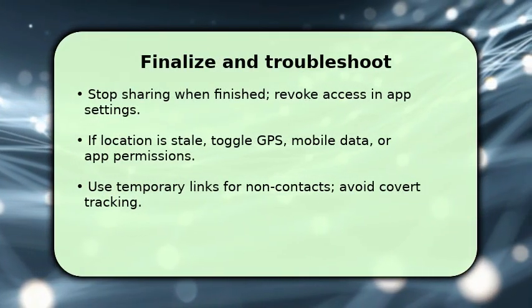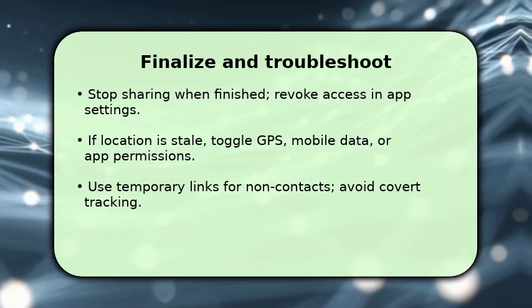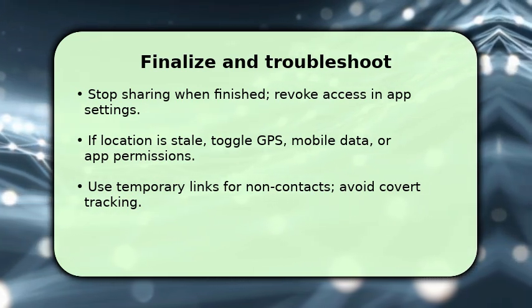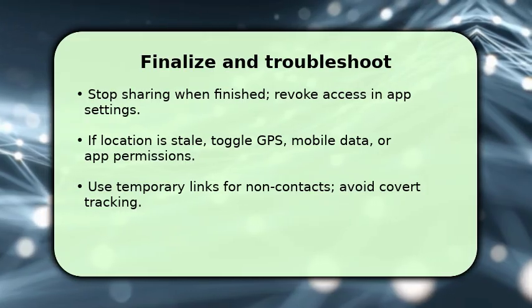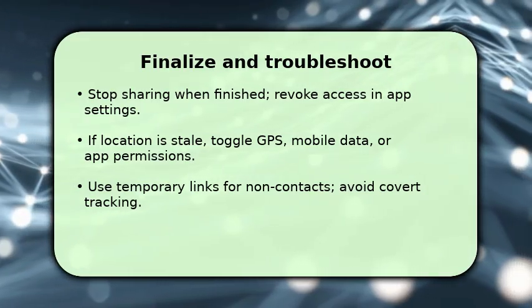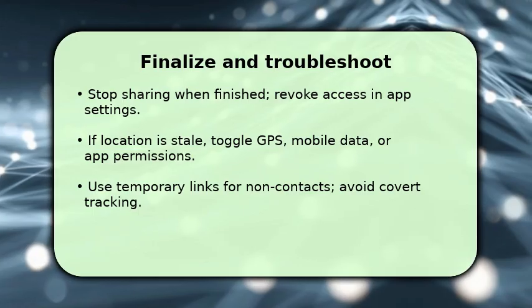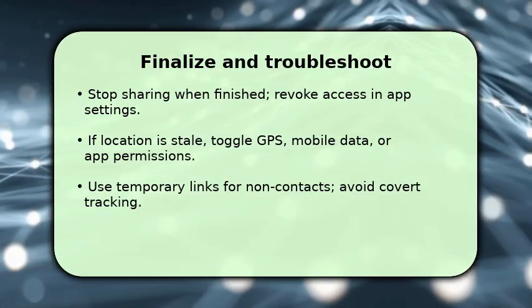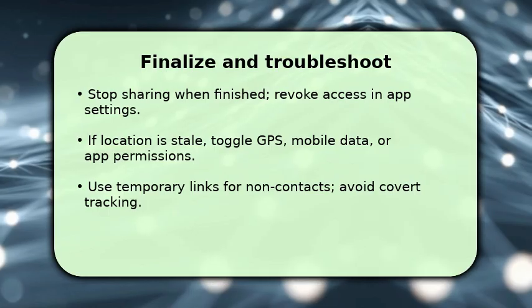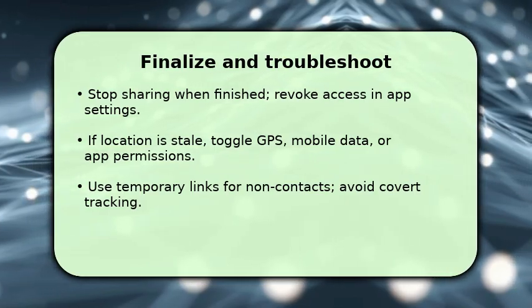This revokes live access. If the location is stale or missing, first ask them to toggle GPS and mobile data, then force quit and reopen the app. Check battery saver modes because they limit updates. If problems persist, confirm the app is up to date and both parties restart devices, often the quickest fix.